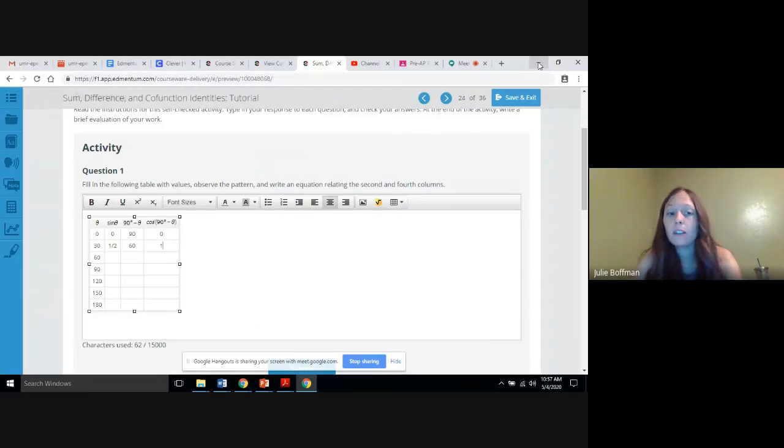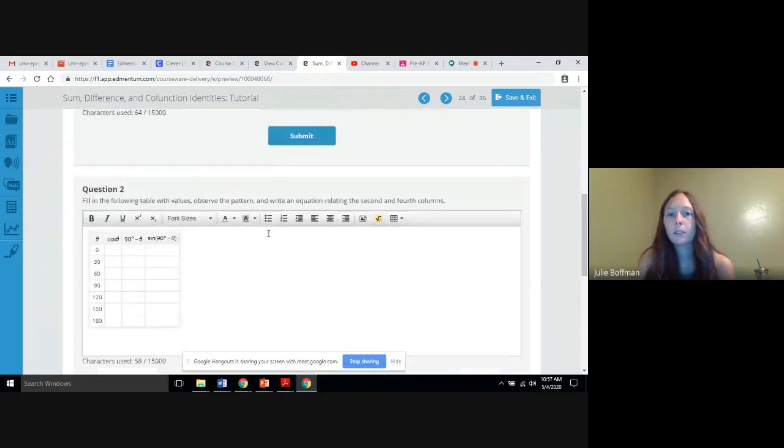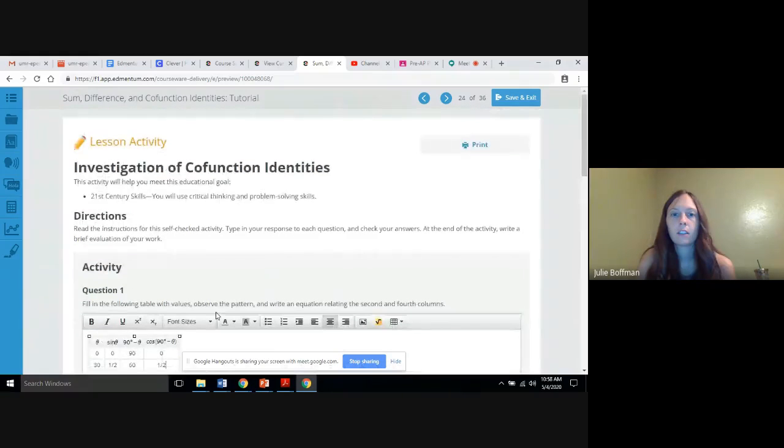So maybe you notice the pattern, and that can help you fill this in, but go ahead and pause the video, and you're going to fill in this table. It's very similar, it's just opposite. Cosine goes here, and then sine of this, whatever angle you get here, goes on the last box. And make sure you submit those, and then you can just give yourself some self-evaluation. So once you've completed that, you'll go on to the next slide.